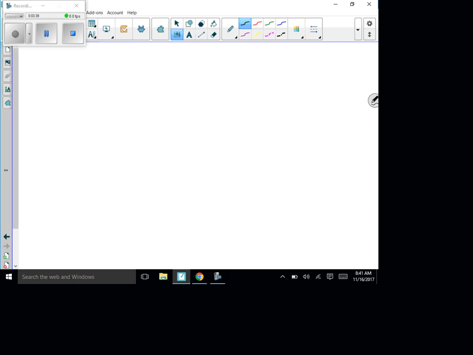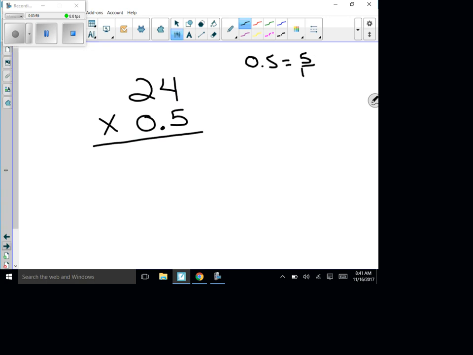Okay. Let's try another one. Let's say 24 times 0.5. Now, a real good thing to remember is 0.5 equals 5/10, and if you reduce it, that equals 1/2. So actually, we're asking for what is half of 24. I'm saying that our answer is going to be 12, because 12 times 2 is 24. So let's see, if I multiply this through, hopefully our answer is going to show 12.